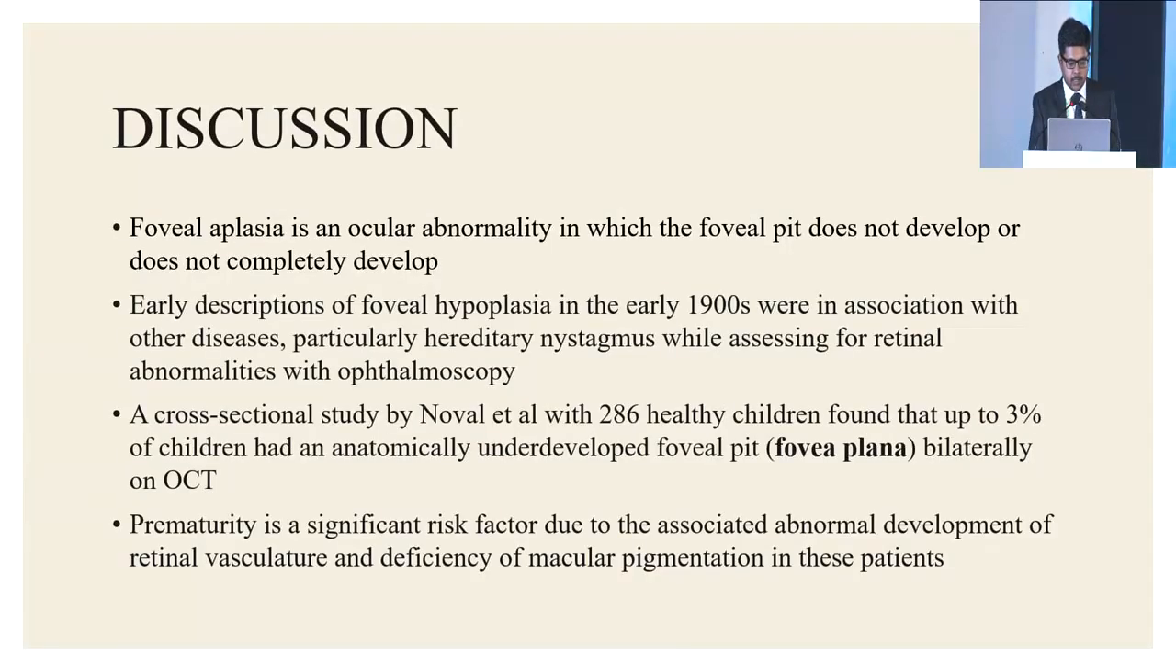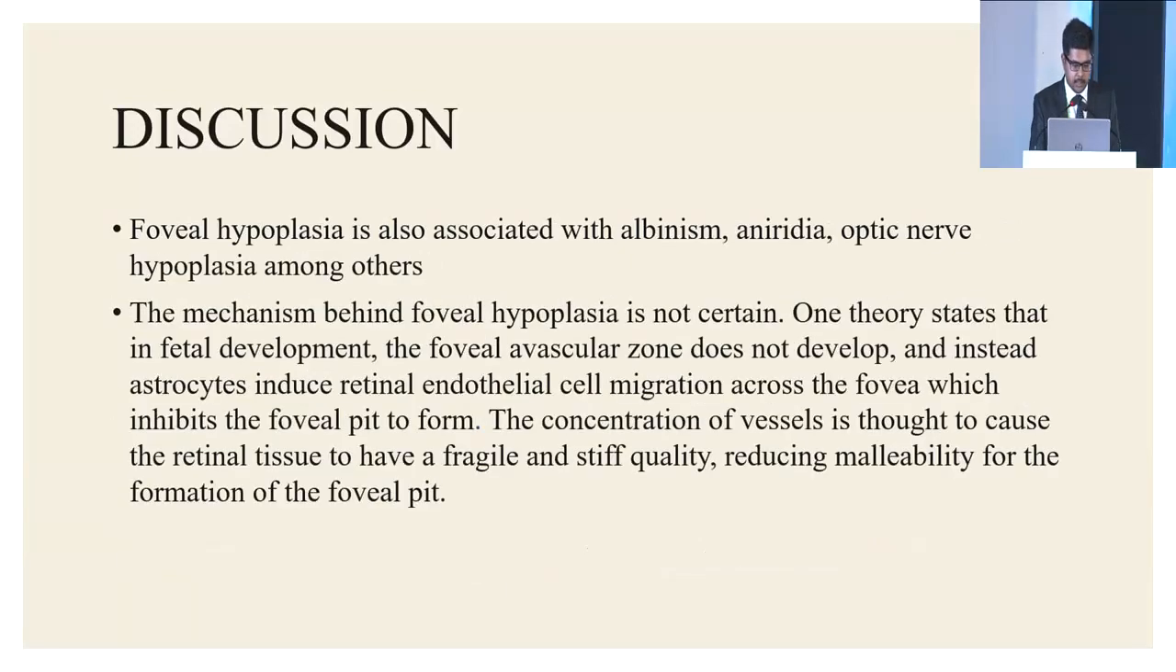Discussion: foveal aplasia is an ocular abnormality in which the foveal pit does not develop or does not completely develop. Early descriptions of foveal hypoplasia in the early 1900s were in association with other diseases, particularly hereditary nystagmus, while assessing for retinal abnormalities with ophthalmoscopy. A cross-sectional study done by Novell et al. with 286 healthy children found that up to 3% of children had an anatomically underdeveloped foveal pit bilaterally on OCT. Prematurity is a significant risk factor due to associated abnormal development of retinal vasculature and deficiency of macular pigmentation in these patients. Foveal hypoplasia is also associated with albinism, aniridia, optic nerve hypoplasia, among others.